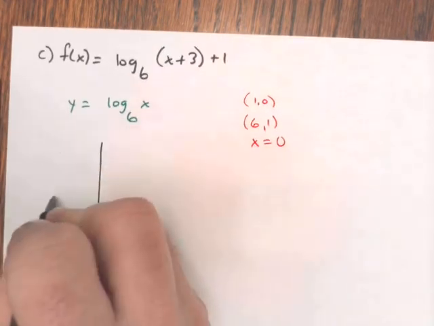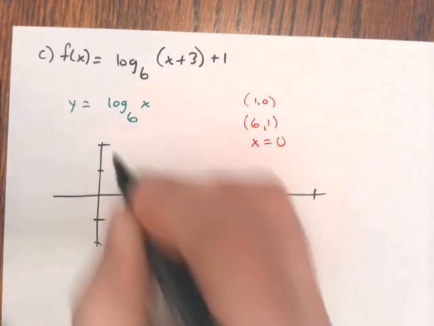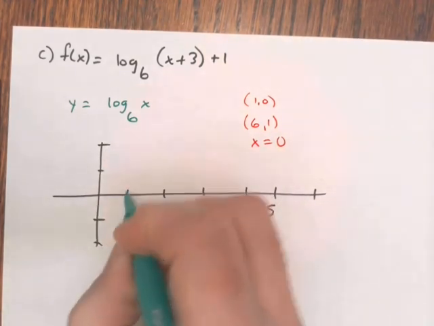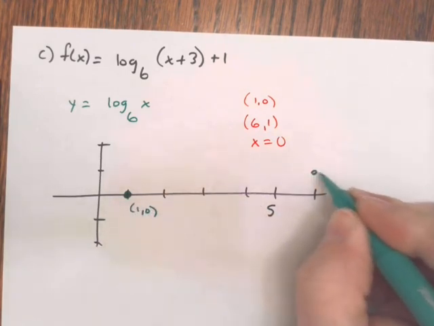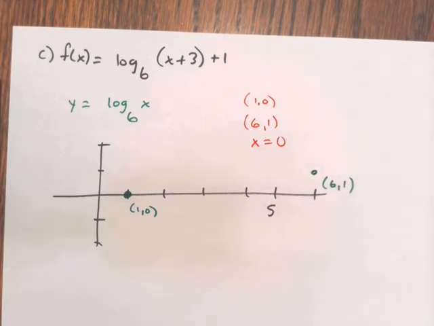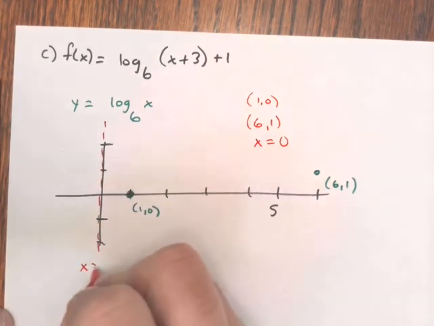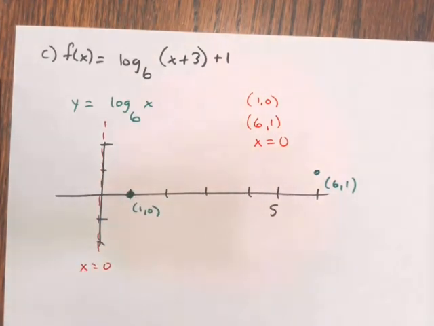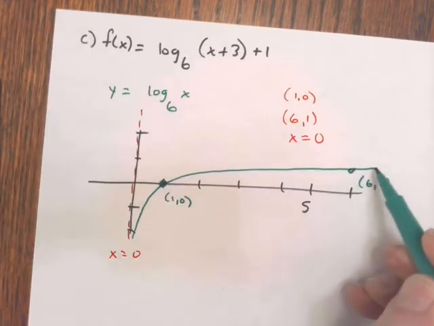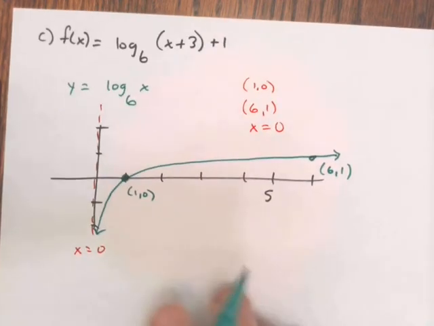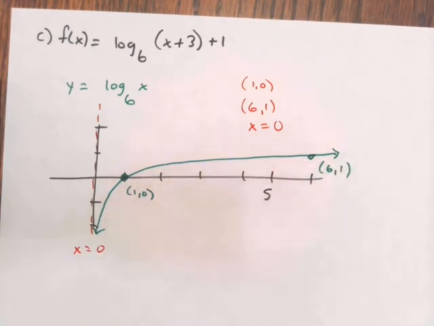So the parent function's graph would look like this. Point at 1, 0. Point at base, comma 1. For this problem, that would be 6, comma 1. We have our vertical asymptote here. And the shape of these log graphs looks like that. Again, this graph is going to continue going to the right and upward, so you don't want it to level out. It should be gradually increasing.